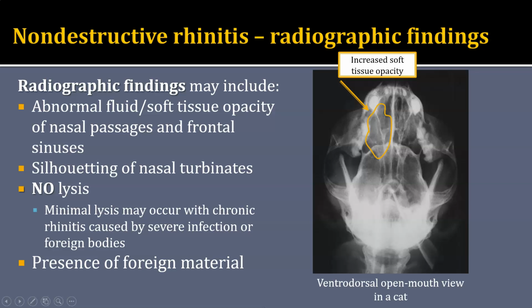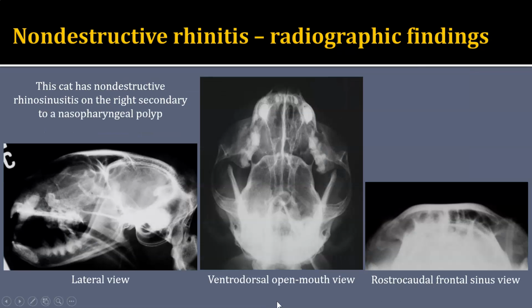Rarely we may see foreign material. Foreign material will not be identified if it is, like, plant material, sticks, or grass awns, because those will become waterlogged and they'll look just like all the other soft tissue. So we'll only identify foreign material if it is of mineral or metal opacity. So let's take a look at a couple examples.